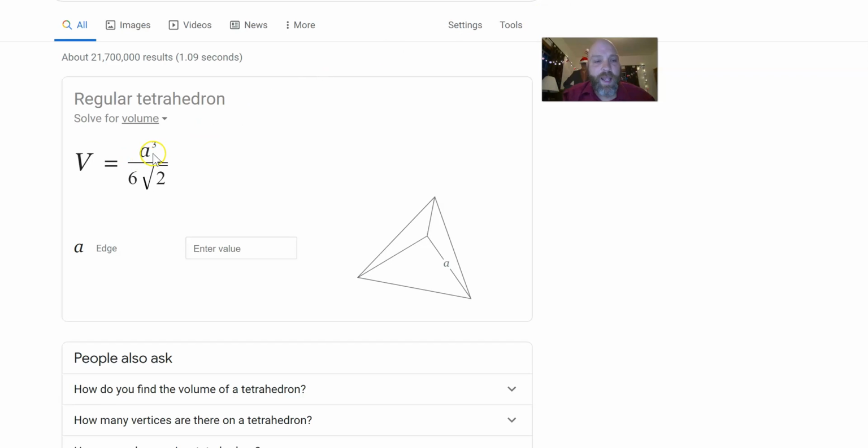So A is the side. You see we have a tetrahedron here. A just stands for side. So this means square root. You don't have to do very much. You can do it on your calculator. You've got a square root key. And all that means, I know it sounds like big kid math, but it's really not that much.